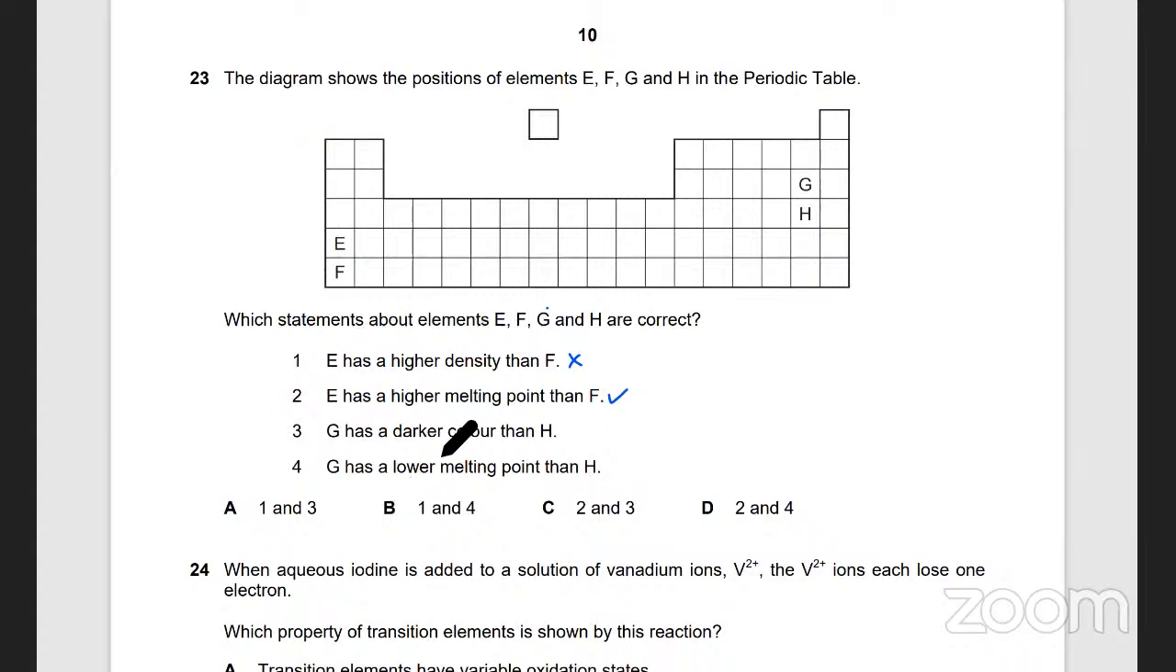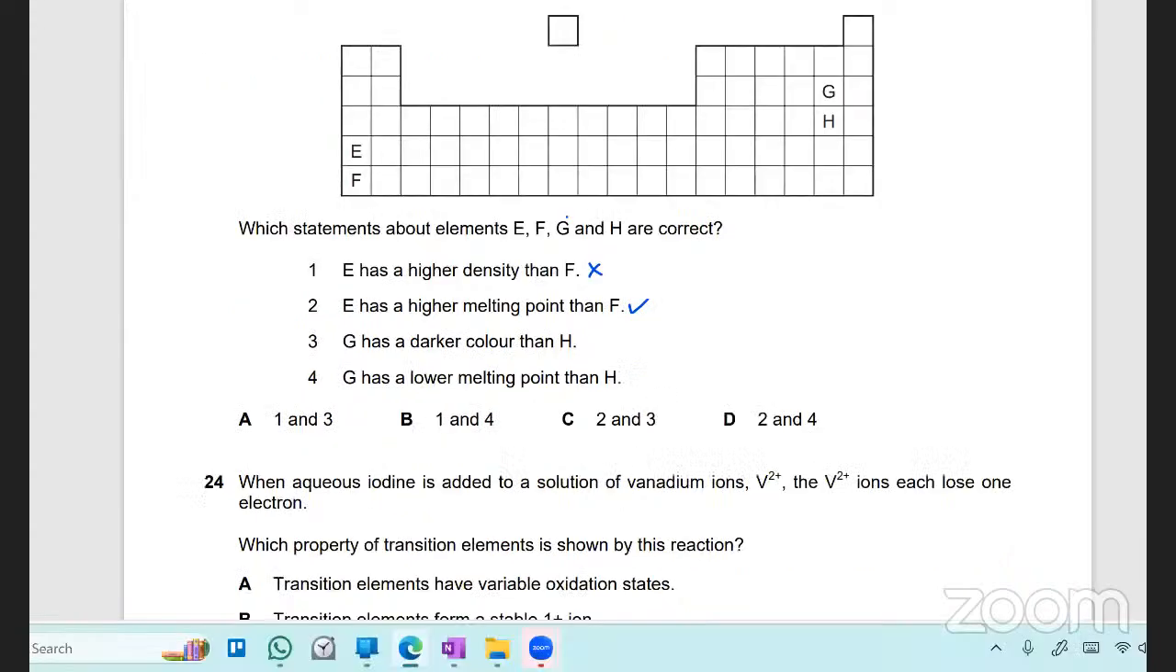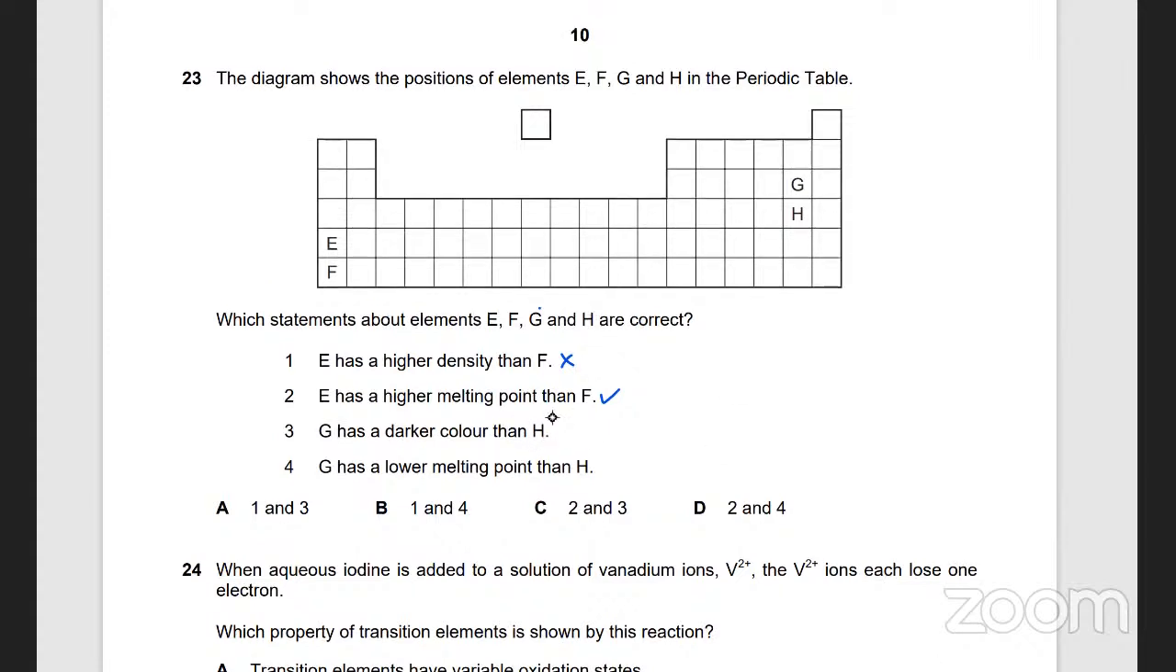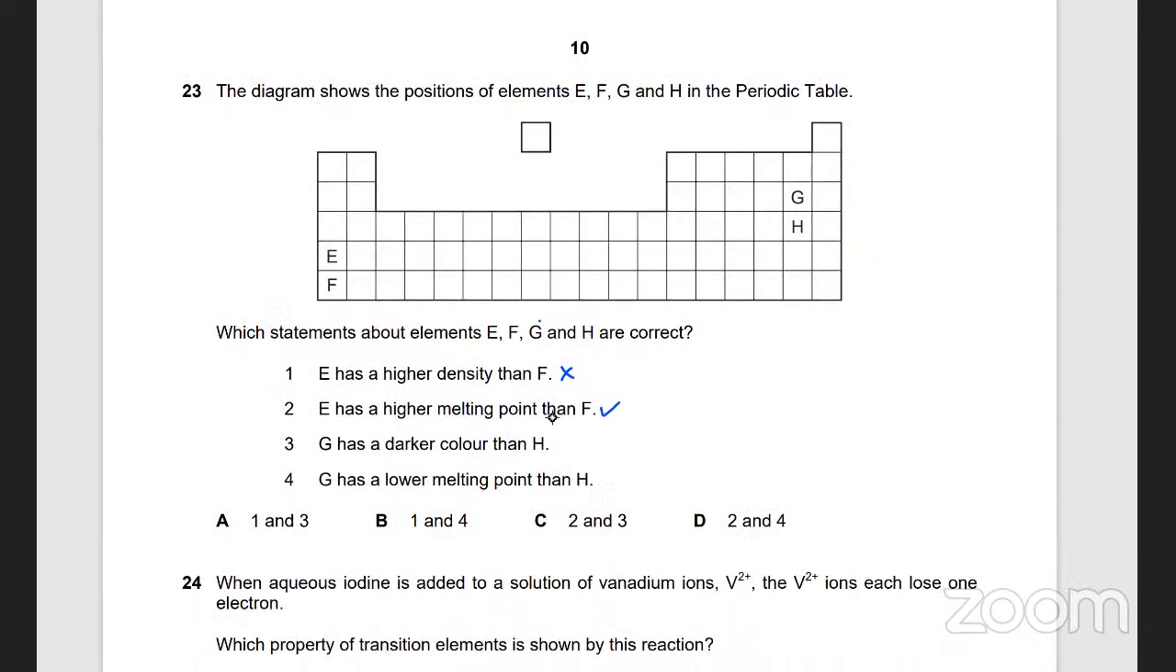Yeah, but like the color, G has a darker color than H. इसके colors क्या होते हैं halogens के? They become darker down the group. Yeah, they become darker, right? So it's wrong. अच्छा, they become darker. And G has a lower boiling point than. नहीं, ये ठीक है. G has a darker color than H. ये गलत है ना? Yeah, it's wrong. So it's D.